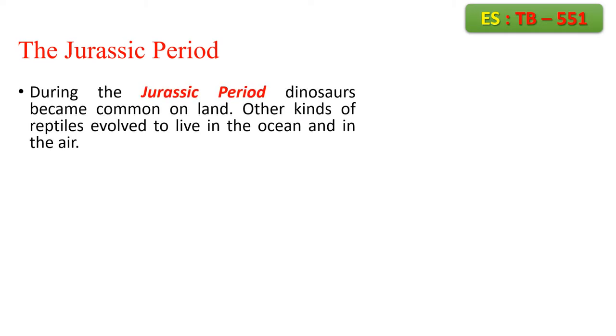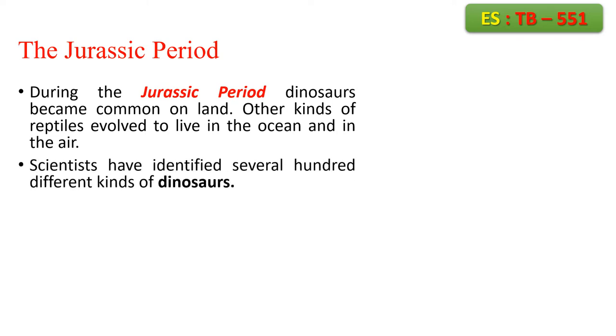Now we can check the second period in the Mesozoic era, the Jurassic period. During the Jurassic period, dinosaurs became common on land. Other kinds of reptiles evolved to live in the ocean and in the air. Scientists have identified several hundred different kinds of dinosaurs.